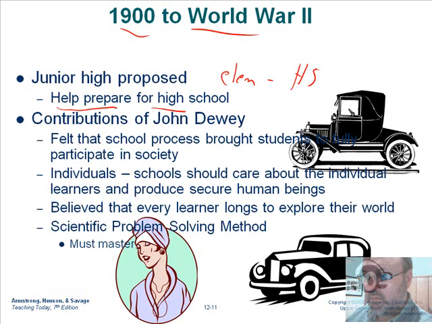And John Dewey came on the scene, and you cannot have studied any psychology or ed psychology without some acclamation to John Dewey. He felt that the school process brought students to participate in society. Schools should care about the individual learners and produce secure human beings. Remember, before this we talked about it should prepare for work, and first of all to read the Bible, go to college, all those different things. But Dewey came along and said school should prepare secure human beings.